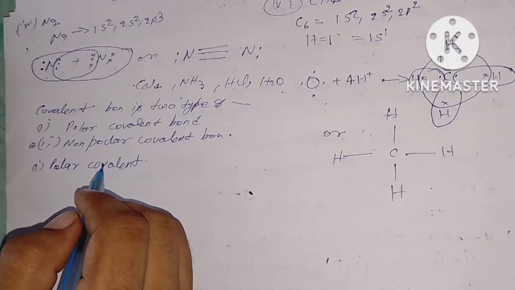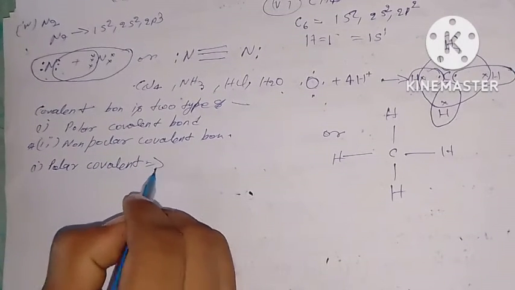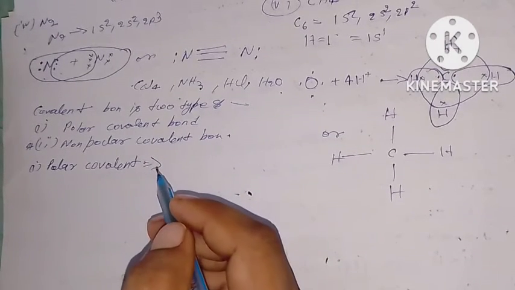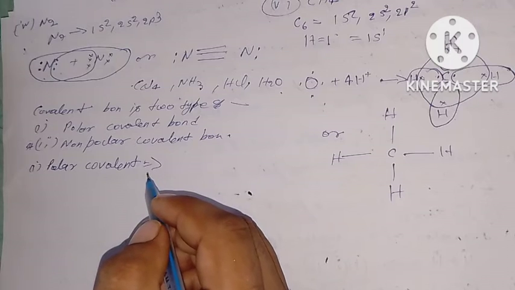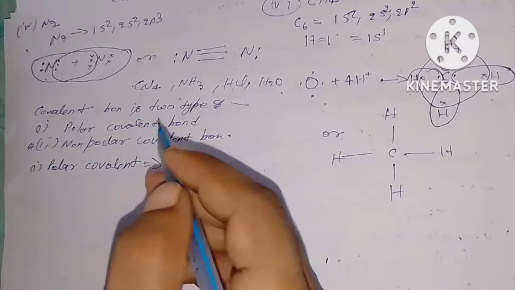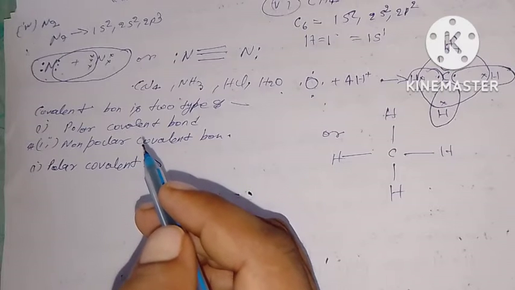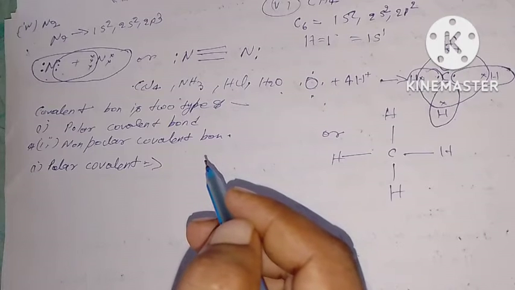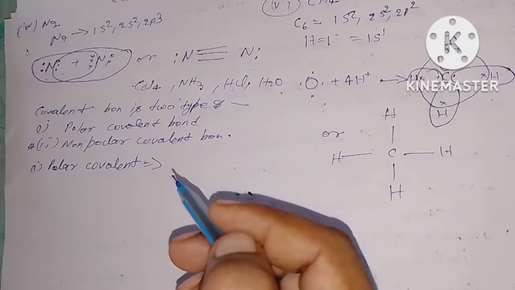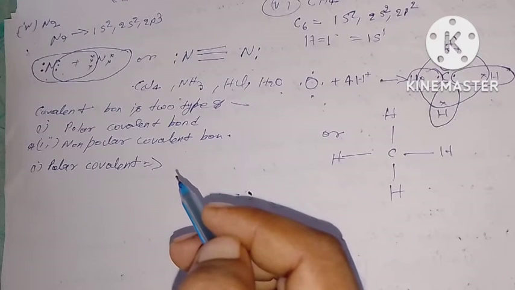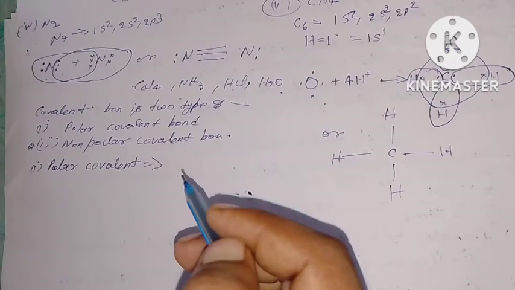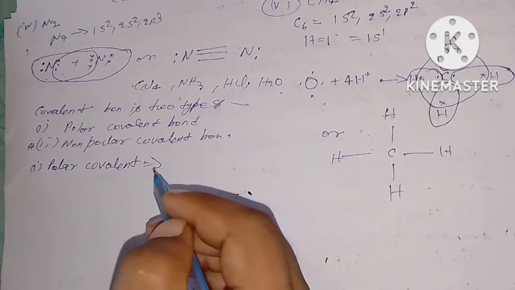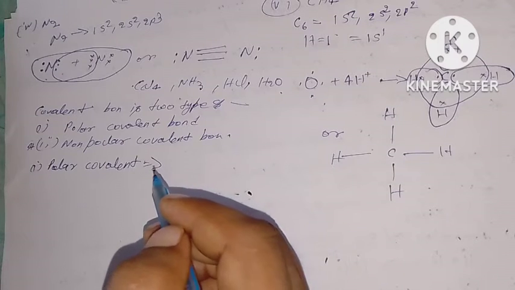First, polar covalent bond. If the bonds are formed by the combination of two different nonmetals, polarity develops due to the difference in electronegativity. The bonds thus formed are polar. If the electronegativity difference between two elements is low, a polar bond is formed between them. Okay? The force of attraction is stronger than in non-polar covalent compounds due to polarity between the bonds.